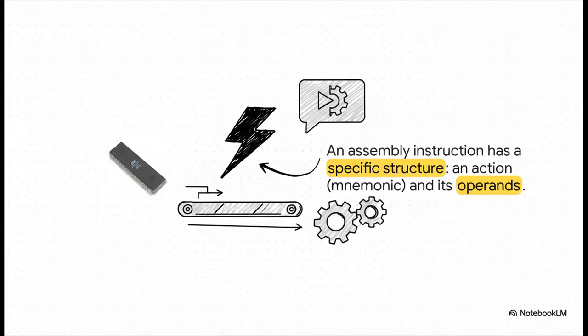You know, every single assembly instruction follows a really simple, predictable structure. First, you've got the action, which has a fancy name, a mnemonic. And then you've got the things it's supposed to act on. Those are the operands. Just think of it like a super direct, no-nonsense command. Do this to that. Simple.